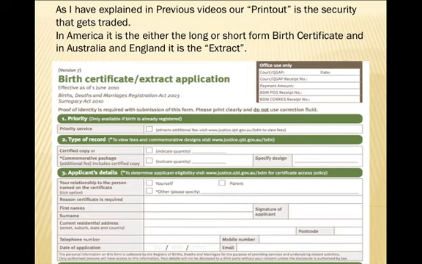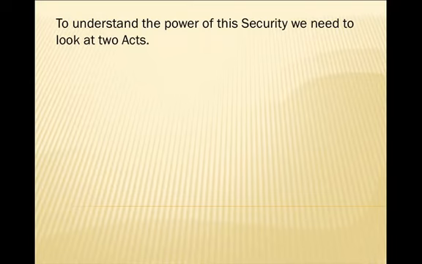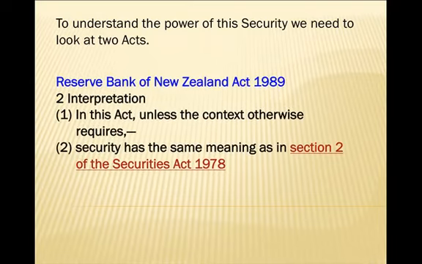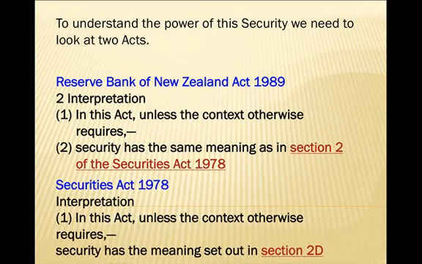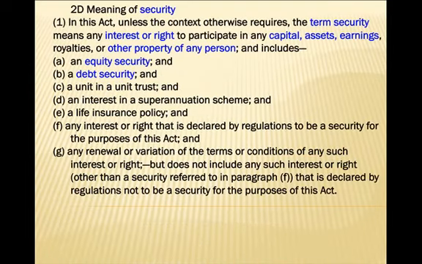Now, once you know this, there is some good stuff as well, I can assure you, which we may get to a bit later. So we need to look at two acts to understand this security, and that's the Reserve Bank of New Zealand Act 1989, interpretation. In this act, unless the context otherwise requires, security has the same meaning as in Section 2 of the Securities Act. Oh, okay, so we'll go to that act, the Securities Act. In this act, unless the context otherwise requires, security has the meaning set out in Section 2. They don't want you to find this in a hurry, do they, by the look of it? But anyway, here's 2D now.